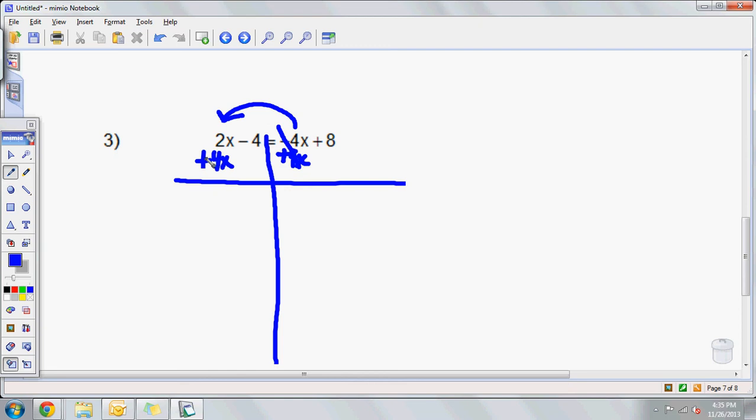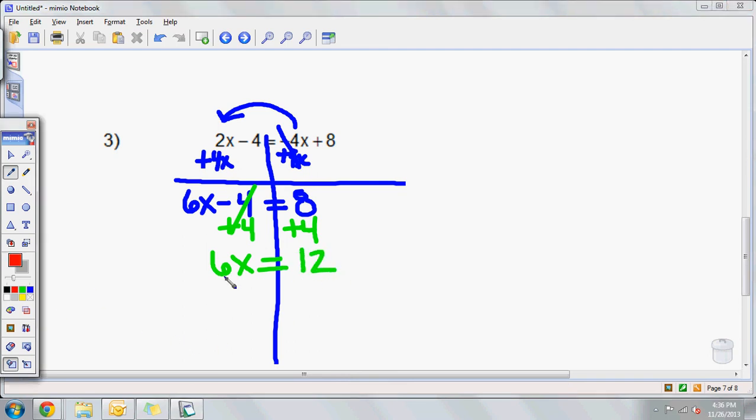So I'm going to do 2x plus 4x gives us 6x. Bring everything down. And then I can start solving this two-step equation. The easiest thing to get rid of would be this plus 4. Do the opposite. So those cancel. So I'm left with 6x equals 12. And one final step, opposite of multiplication, would be to divide. So x is equal to 2.